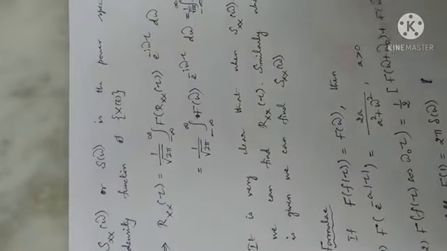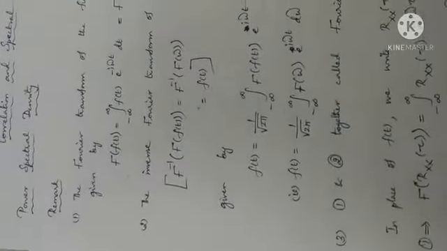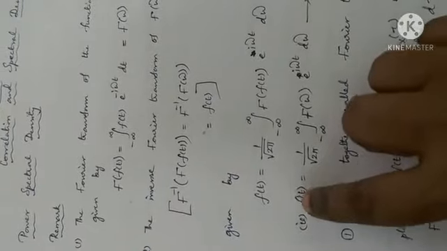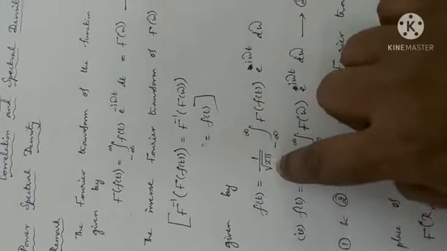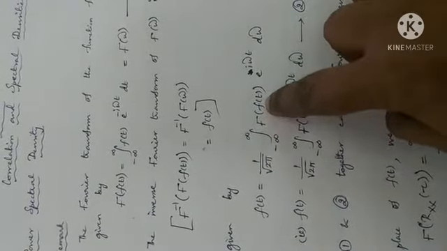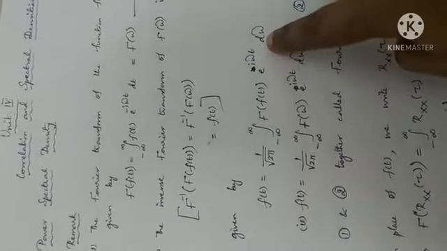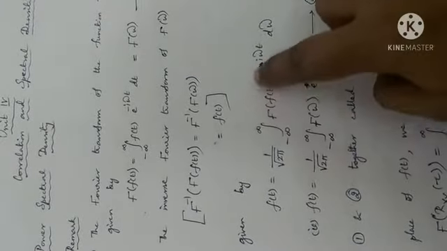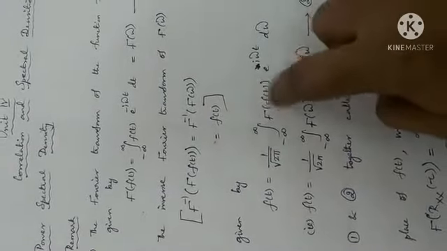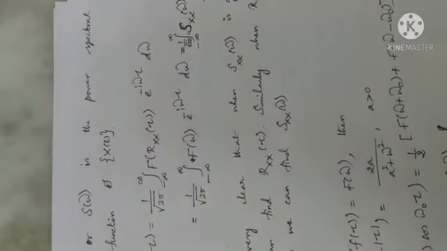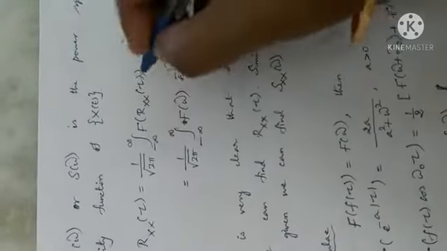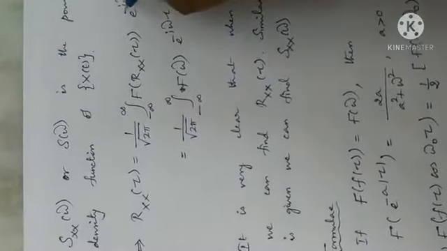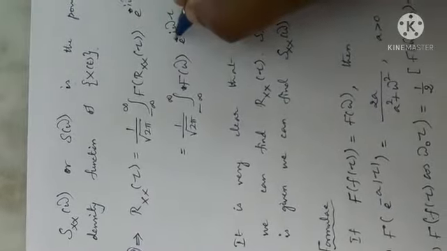Okay. Now let us come to the inverse Fourier transform. What is the inverse Fourier transform? F of t. We replace f of t by rxx of tau. So rxx of tau is equal to 1 by root of 2 pi integral of the transform of rxx of tau e power i omega tau d omega. You know, the Fourier transform of rxx of tau is Sxx of omega. Okay. So here you know, this should be plus. It should be plus.